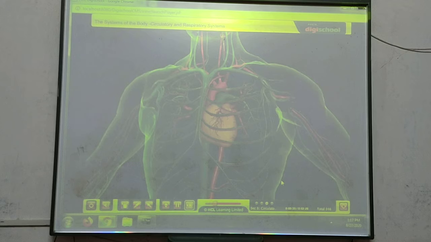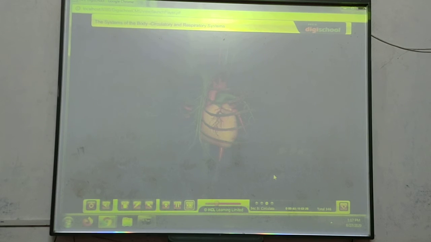Our body has a system called the circulatory system. One of the organs of this system is called the heart. It pumps and circulates blood to all parts of the body. How does the blood reach different parts of the body?